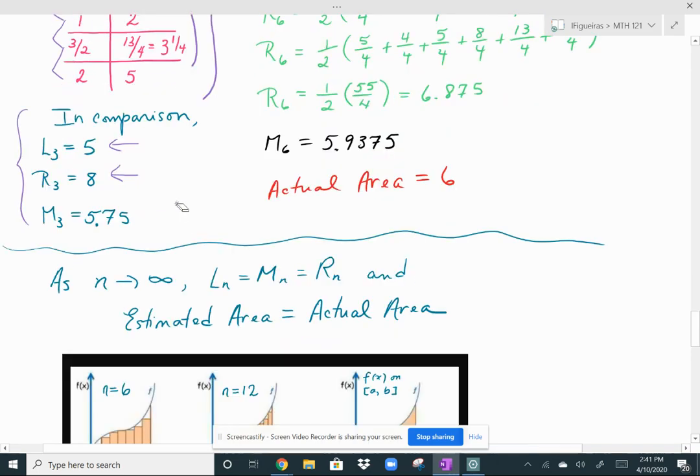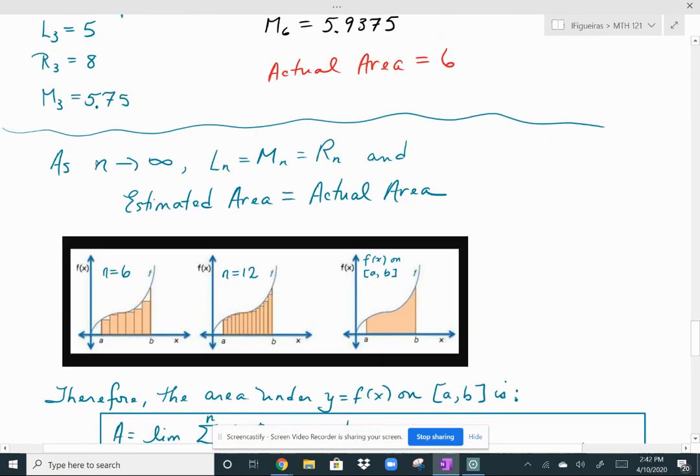As I mentioned before, as the number of rectangles increases, your estimate gets better and better. And actually, as the number of rectangles approaches infinity, your estimated area becomes your actual area. They will be the same, equal, no longer an estimate. An illustration of that is what you see here. When n is equal to 6 in this first example, you're missing everything that I'm coloring in purple.